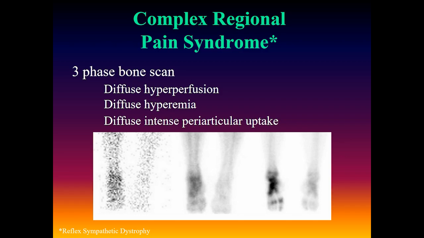Bone scintigraphy is the best imaging test for diagnosing complex regional pain syndrome. The classical presentation of complex regional pain syndrome on the three-phase bone scan is diffuse hyperperfusion, diffuse hyperemia, and diffuse intense periarticular uptake on the skeletal phase.